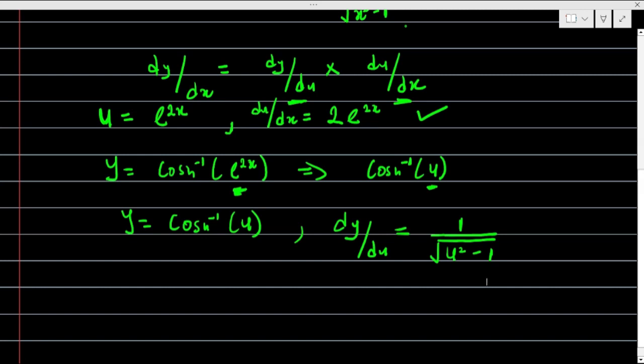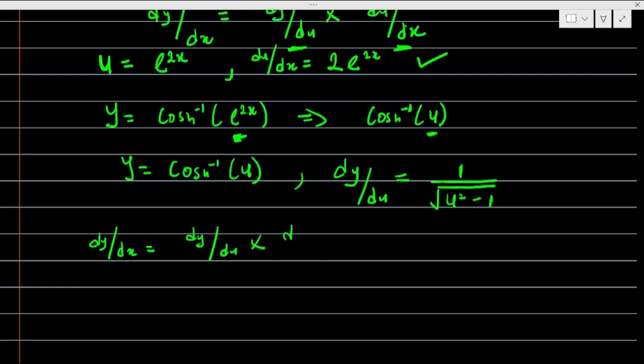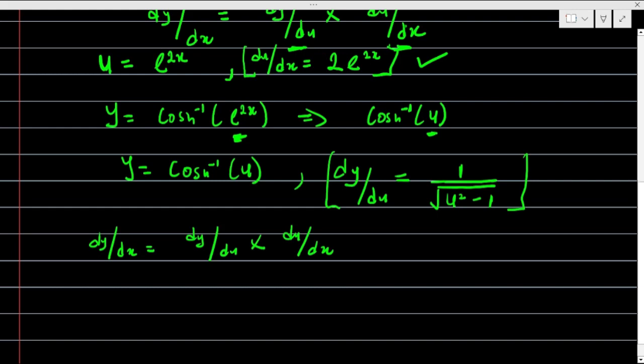Now, what do we need to do? We already know that our dy dx is just equal to dy du multiplied by du dx. We already have our dy du here, right? We have our du dx here, right? Very good. So we are just going to plug in those values, then we evaluate them, then we get our answer. Easy peasy. So let's move on.